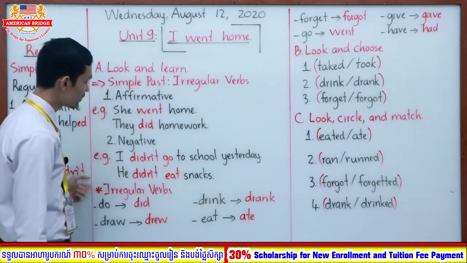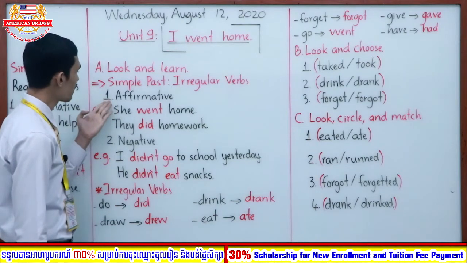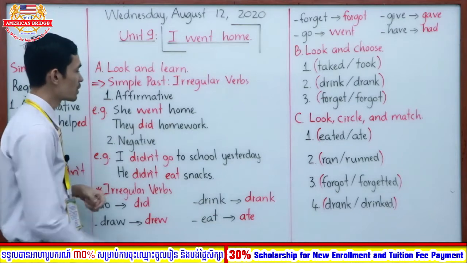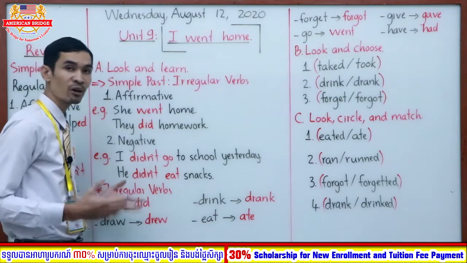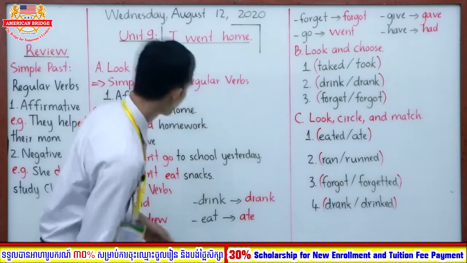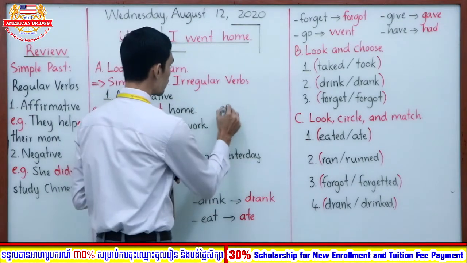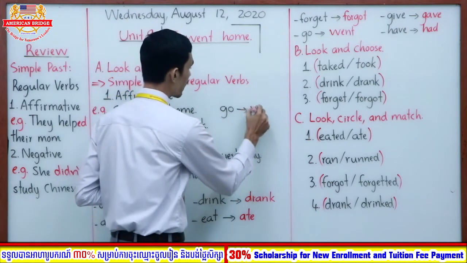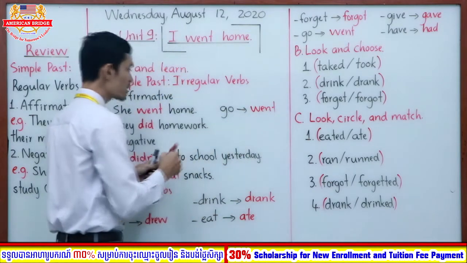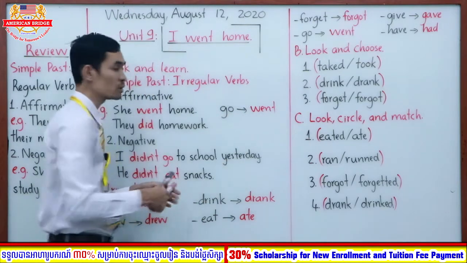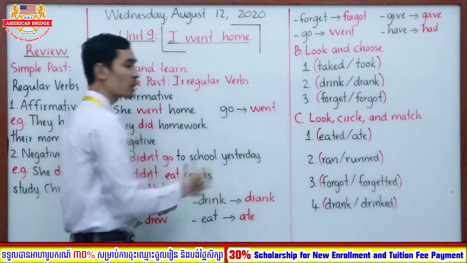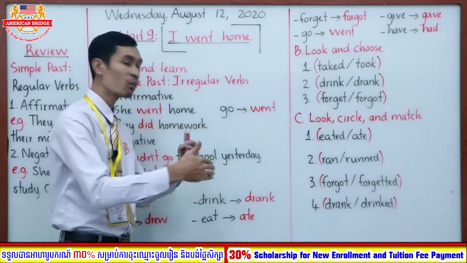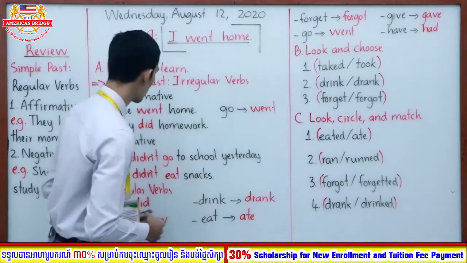There are two different forms. Here we have affirmative. Example, she went home. The word went comes from the word go, right? When you change go to past, you have to change to the word went. You cannot add d, you cannot add ed, you cannot add ied. You just change from one word to another word.